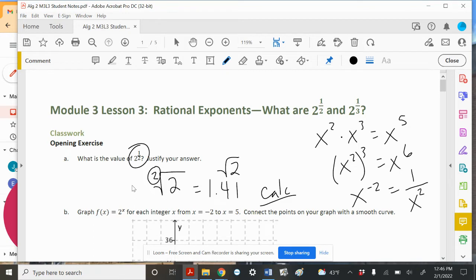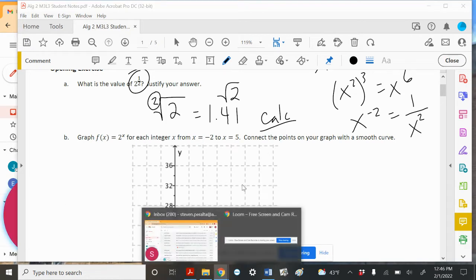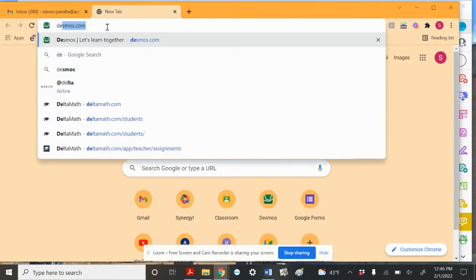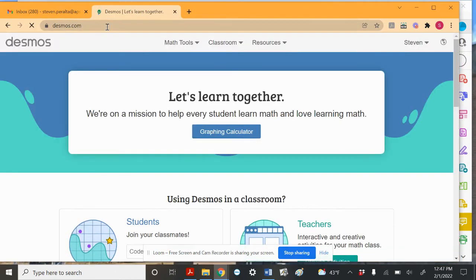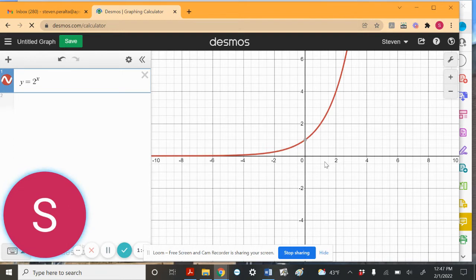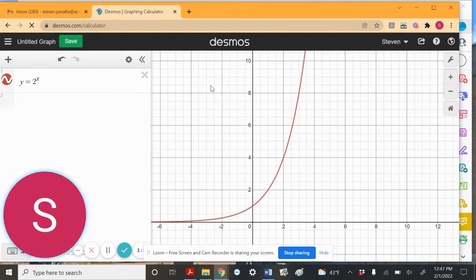So now it says graph 2 to the x for each integer from -2 to x equals 5. So what we're going to do is move over and do that here, but instead of doing it on that sheet, I'm just going to go to Desmos. I'm going to log into desmos.com. Notice I'm already on here. I'm going to go to the graphing calculator. I'm going to go to y equals 2 to the x power. Notice it gives me this particular graph here. And then it says I want to be graphing it from -2 to, I believe, +5, if that's what it said. Let's go back and look at that.